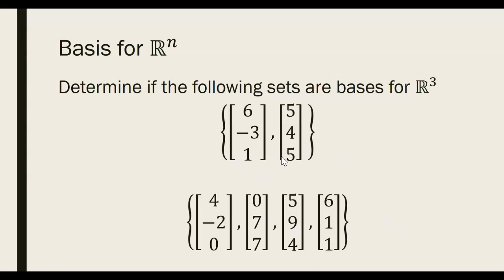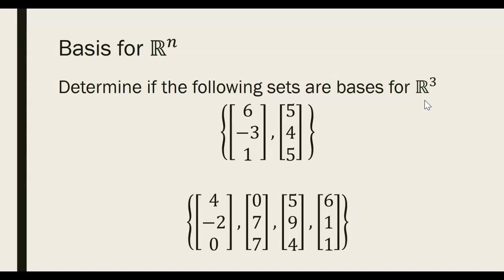So neither of these could be bases for R3 just based on the size of the set. All right, this one, because I couldn't get all pivot positions, this one is because I'm going to be forced to have a free variable. So neither of these are bases for R3.